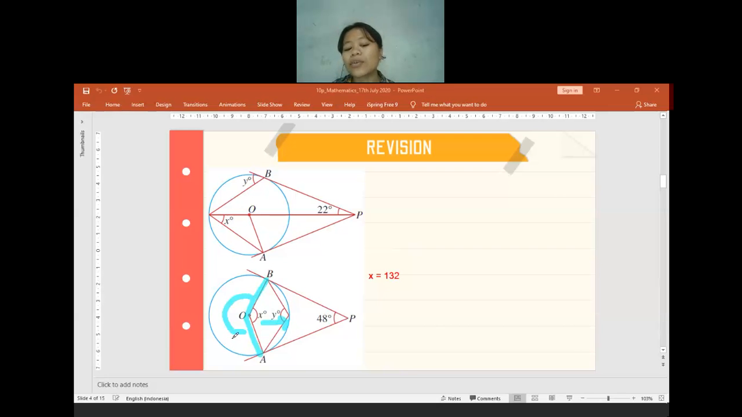So how many degrees is it? How many degrees will it be there? 120. Sorry, how many? 200? 28. 228. Yes. So y will be equal to 228 divided by 2, which is equal to 114.